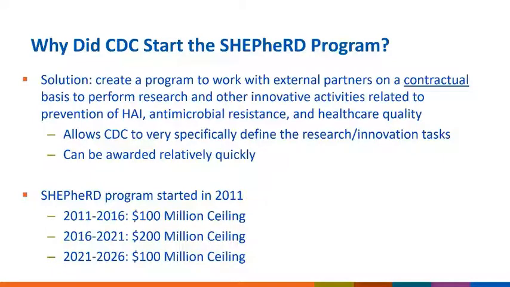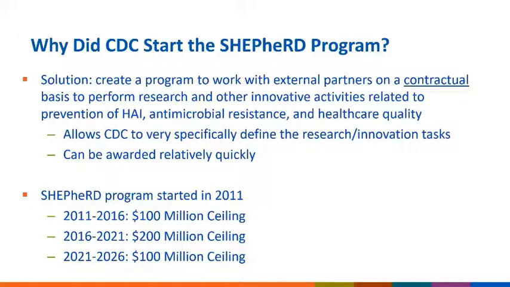The IDIQ allows CDC to be very specific in defining the research and innovation tasks within the task orders we put out under this IDIQ, and they can be awarded, like I said, relatively quickly, within months. When the SHEPheRD program started in 2011, we had a $100 million ceiling. We only had 12 vendors and 1 domain.